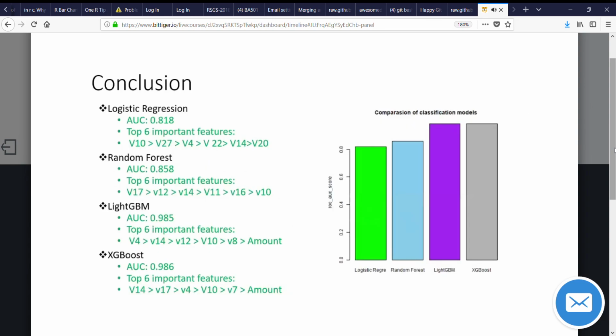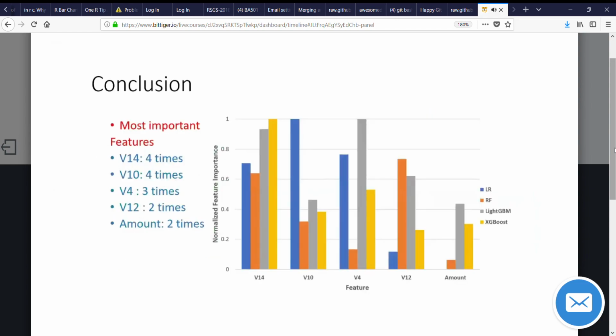So in conclusion, with all the information above, we can compare the performance of the classification models. The bar chart on the right shows the model with the highest accuracy score is XGBoost, which is 98.6% accuracy. And the second highest one is LightGBM, which has 98.5% accuracy. We also get the rank of the most important features. From this rank, we pick the top five most important features and generate this graph to show the normalized feature importance between the models.